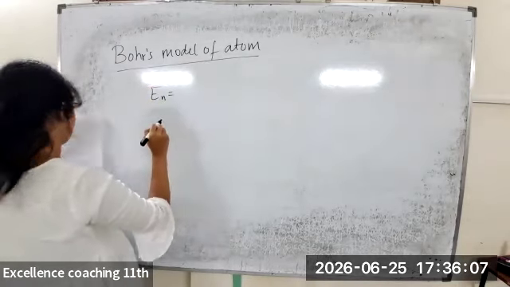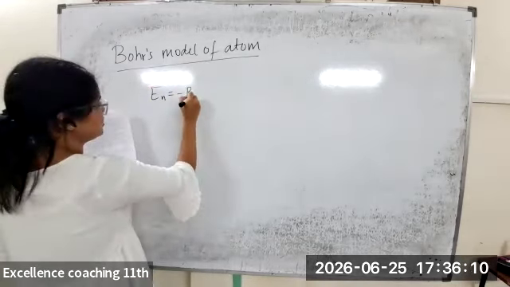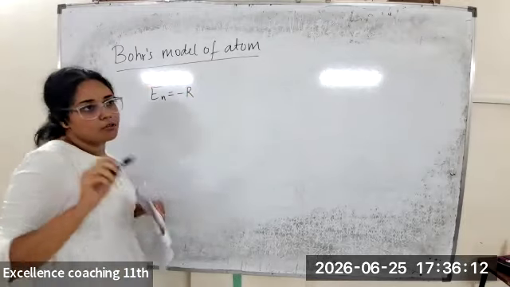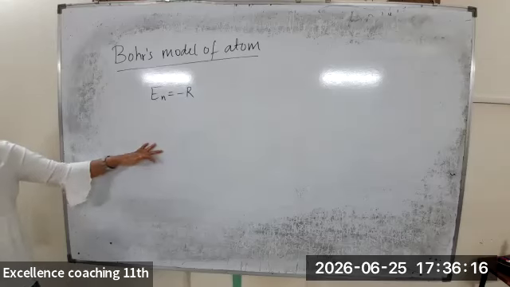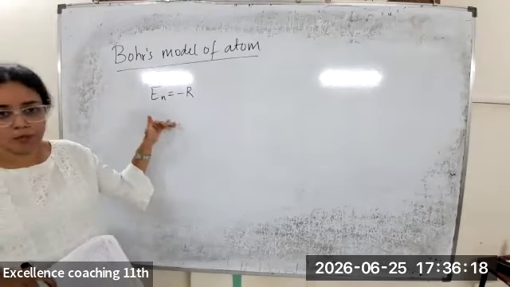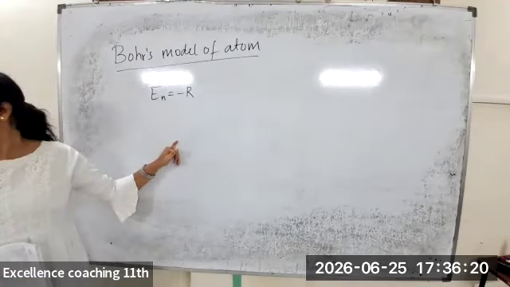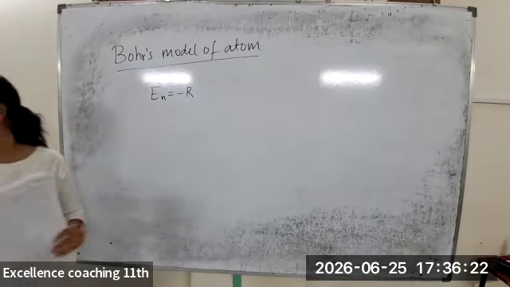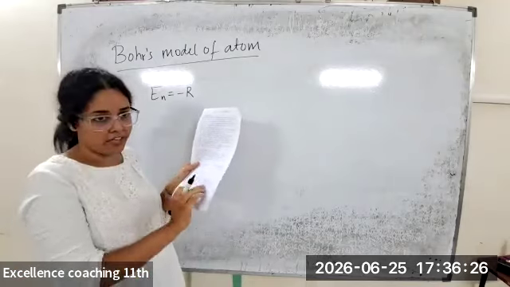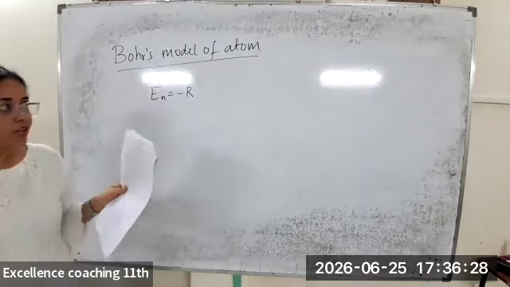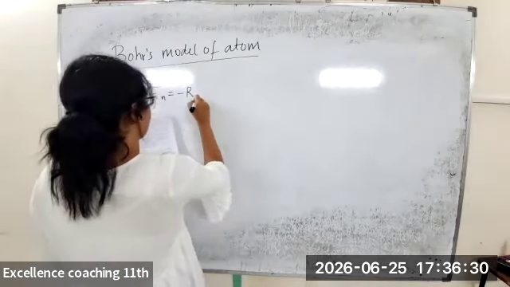Just write this. Basically, how this comes and all that is not important, but problems are asked. Where you have space on your paper down here, where you have Bohr's model of atom, you'll have some space, right? So there you write.